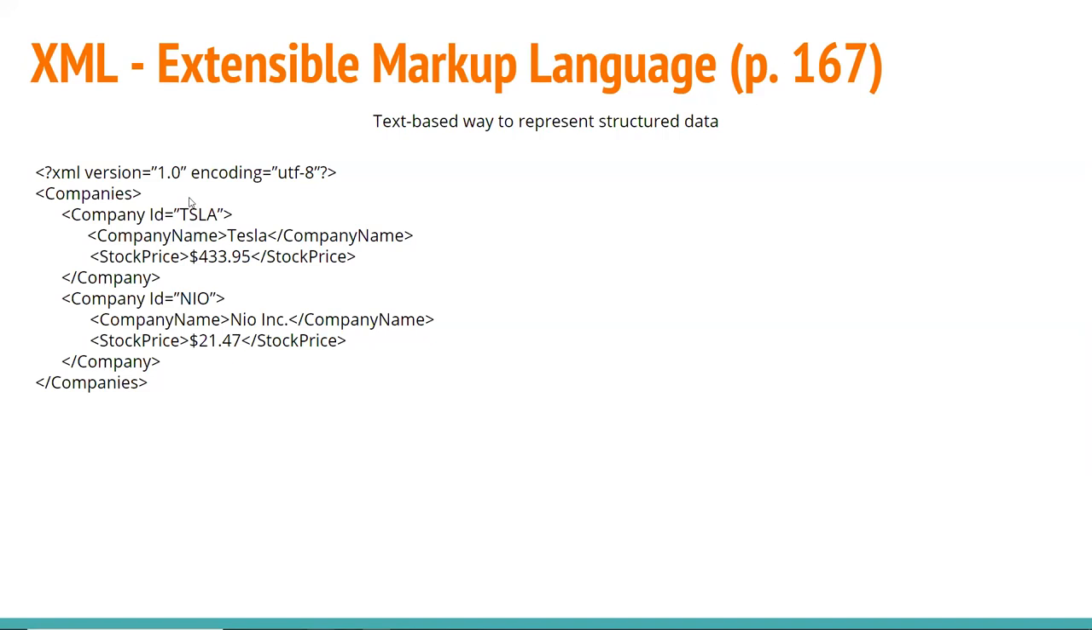So in this case, we only have two companies, but you can imagine having more. Okay, so there's Tesla and NIO. They're both electric car manufacturers. And you can see that their stock prices are reflected there as well. So we've got company name and stock price. And it's fairly easy to read, even if you don't have training in XML, you can just read it line by line and you'll understand what's going on, okay?